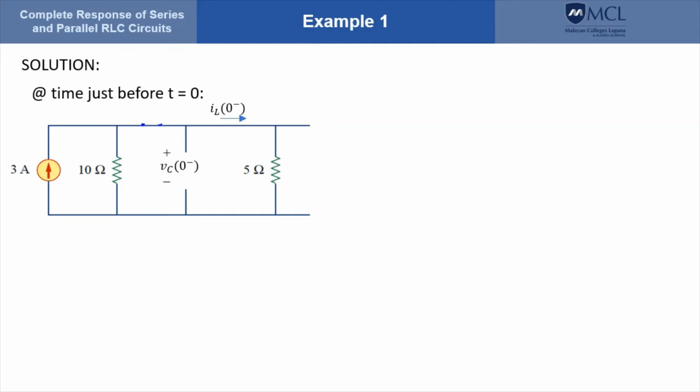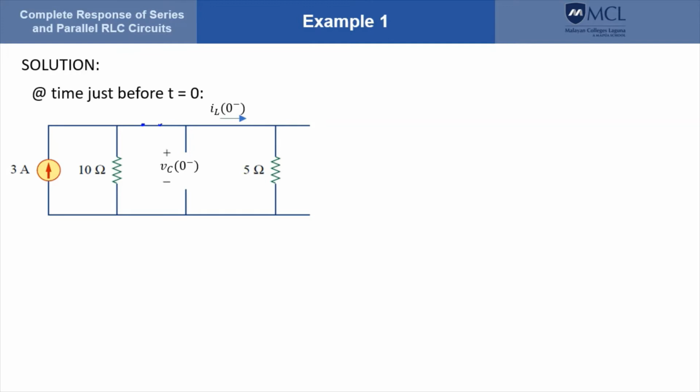And since we're talking about before t equals 0, the current source here will be equal to 0, because 4 times u(t), which is 0, is equal to 0. So we can disconnect that source.